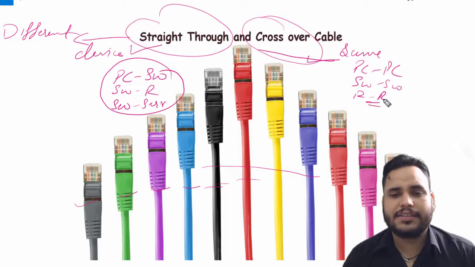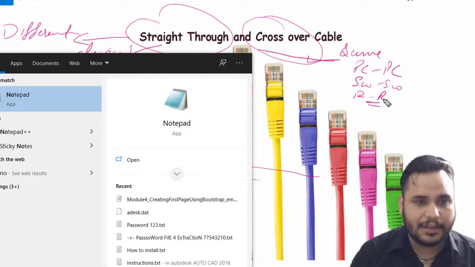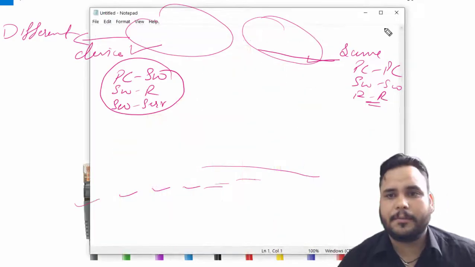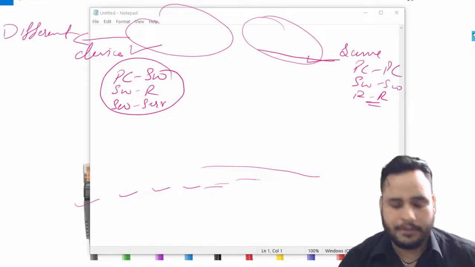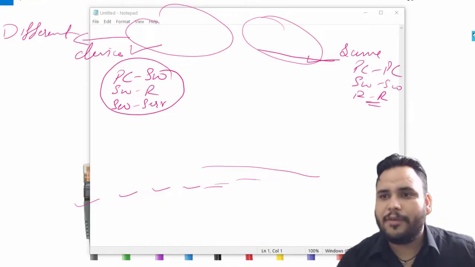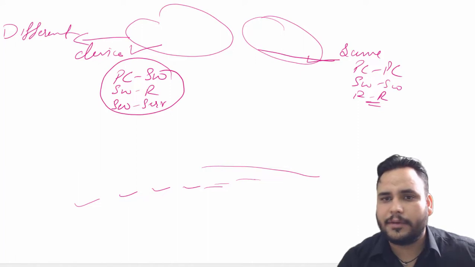But the question is how we can make the cable. So I need to let you know how we can make this cable. We basically have a color coding, so we need to know about this color coding.